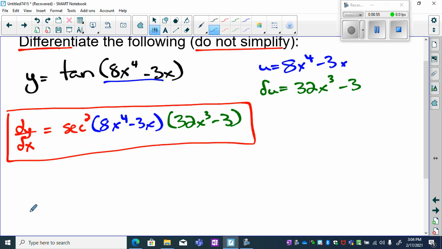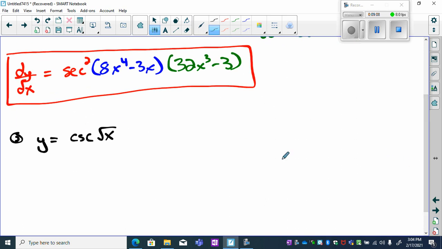Let's go with another example. So we'll call this 2. Let's say y equals cosecant root x. All right. The derivative of that, y prime. We go Newton notation this time. It starts with a c, so I know it's a negative. The derivative of cosecant root x would be negative cosecant.